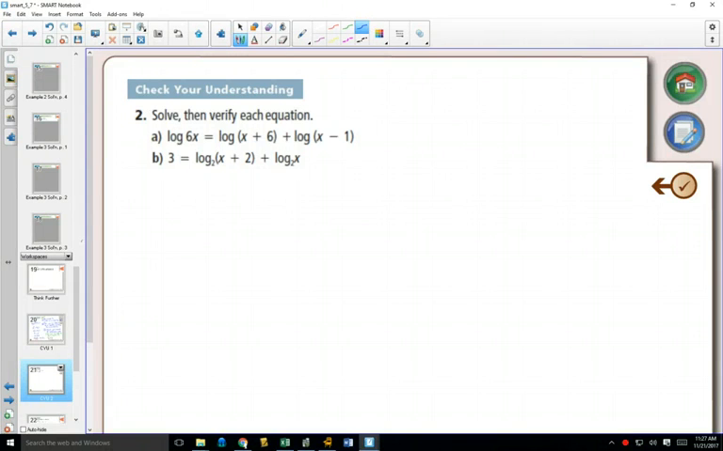2a. This is another log equation. We have log 6x equals log x plus 6, log x plus log x minus 1. The x is inside the logarithm. Actually, I feel like doing 2b first. So we're going to start with 2b.